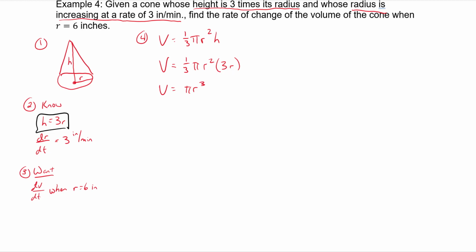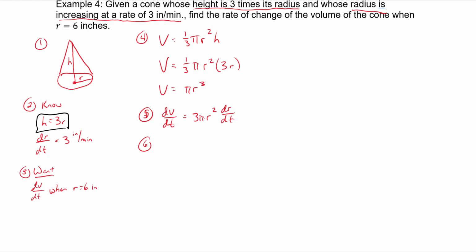All right, now that we have our volume equation in terms of only 2 variables, volume and radius, we can go ahead and implicitly differentiate both sides of this equation. So step 5, the derivative of volume with respect to time implicitly is dV/dt equals 3 pi r squared dr/dt. And now we're good. We can substitute in everything we know.